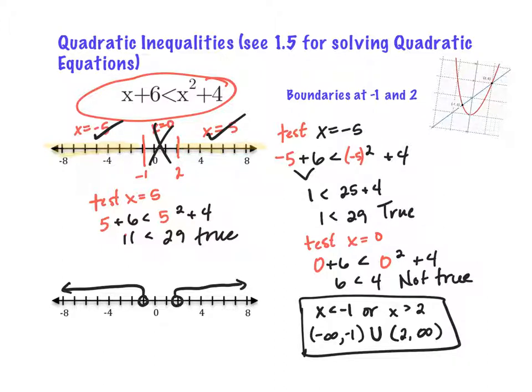So quadratics, those inequalities are either going to be between 2 points, or they're going to be going away from 2 points. So it's either or. So if your point in the middle doesn't work, then you know it's going outside. But if you check all 3 parts, it's certainly not going to hurt.